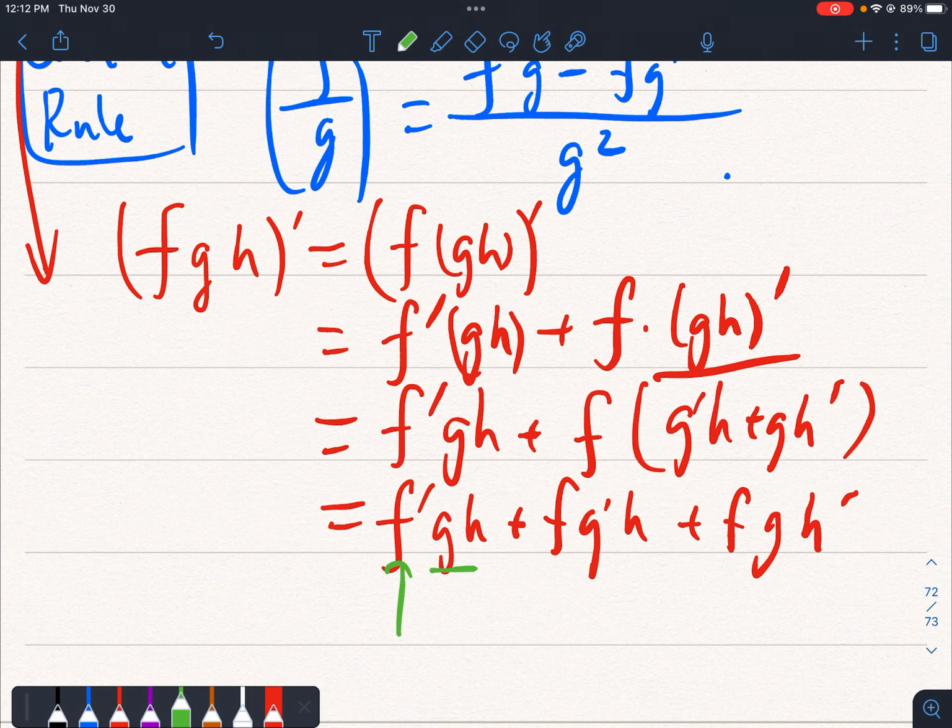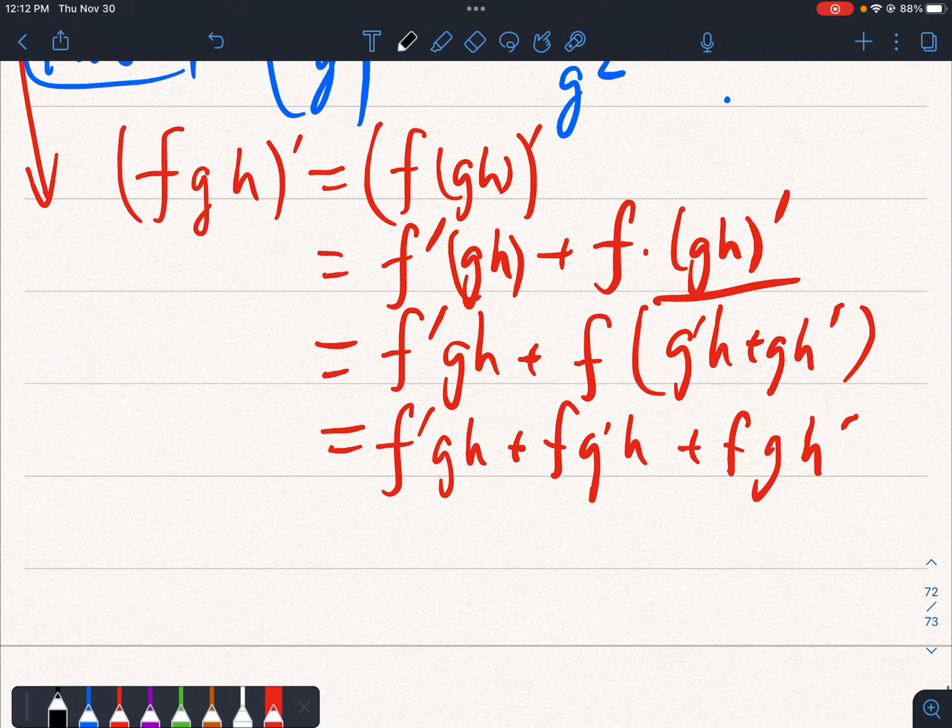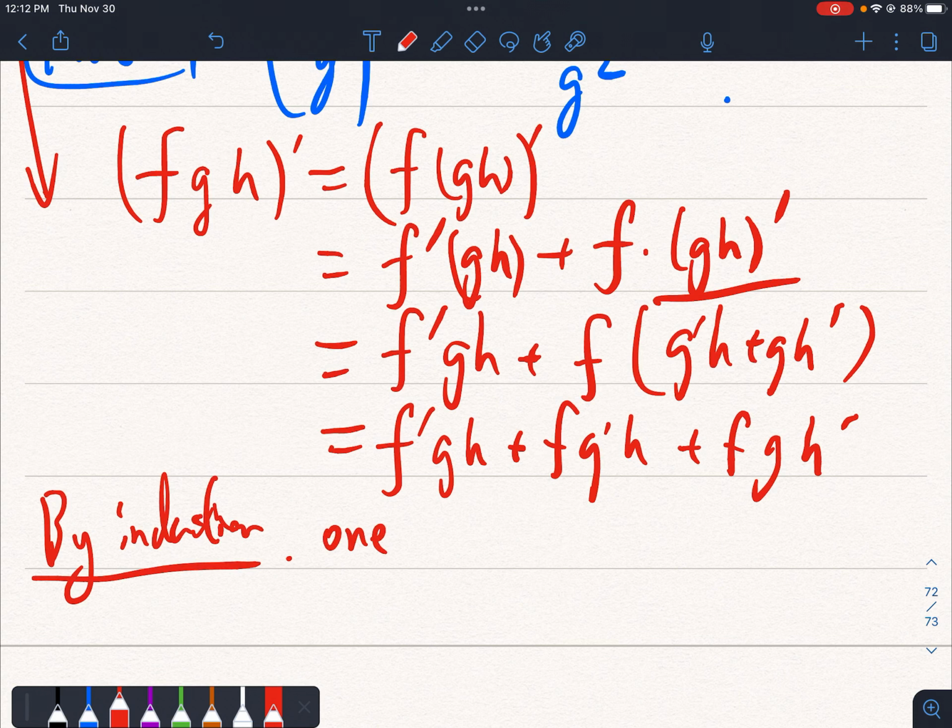So each time you take the derivative with respect to exactly one function. So you take the derivative of the first function times the other 2. You take the derivative of the second function and then you multiply the other 2. And then the same thing happens with the last term. So you can prove actually by induction.